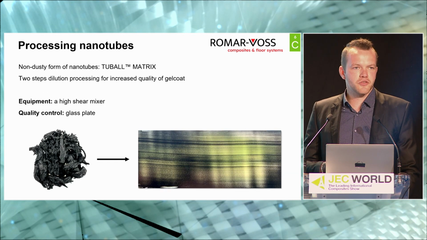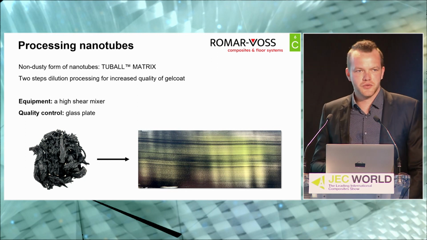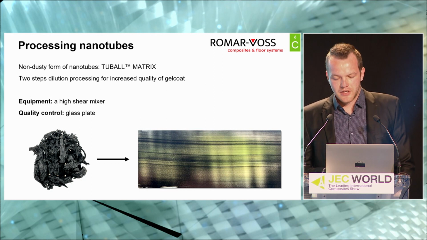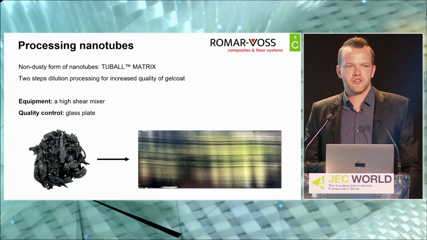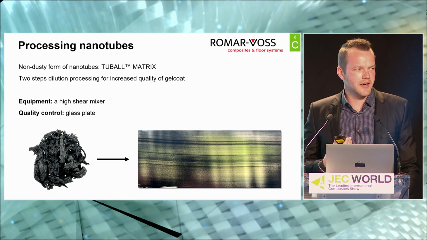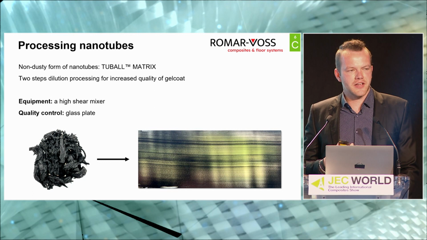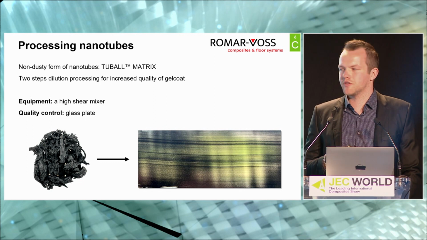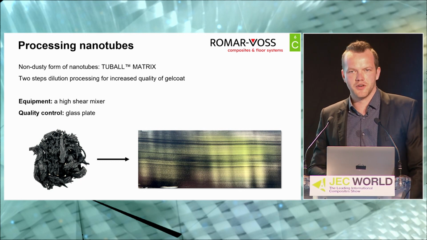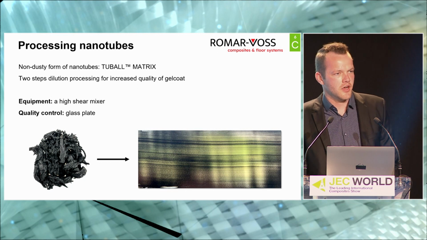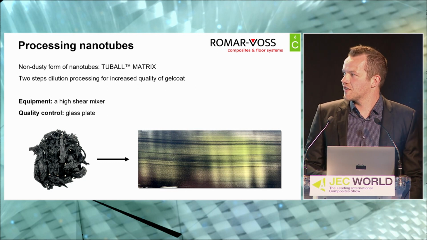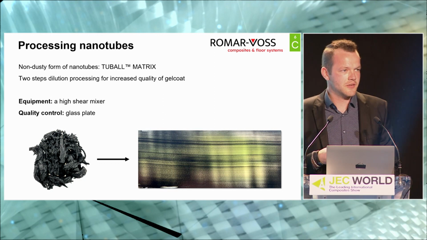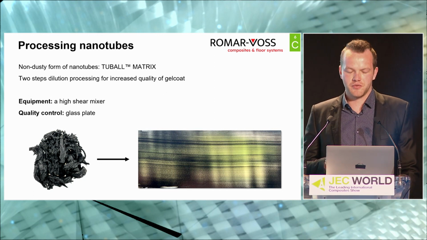When it comes to processing those nanotubes, we use a non-dusting form called the Tuball Matrix. We do that in a two-step process. In the first step, we make a pre-mix so that the nanotubes are perfectly distributed through the whole product. The distribution we check on a glass plate, like you see in the picture below, and see if there are no lumps left. And if this is okay, we proceed to the second step, which is just putting those pre-mixed nanotubes into our final product.